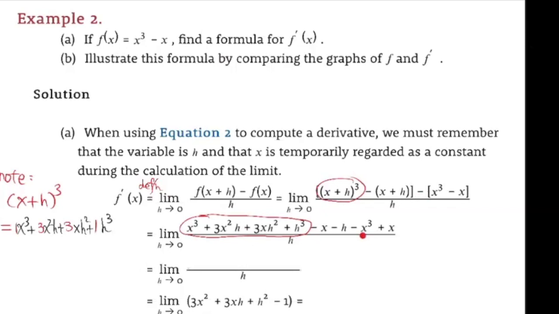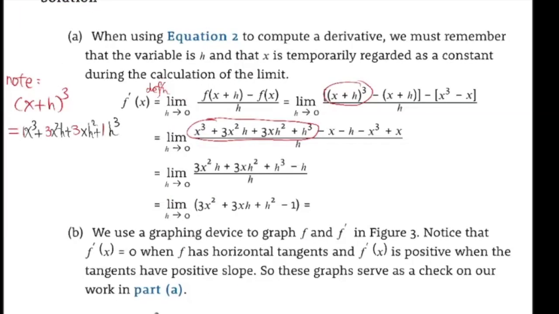Simplify this. We got 3x squared h plus 3xh squared plus h cubed minus h on top. Now divide by h, everything on top will divide by h. We got this expression here.